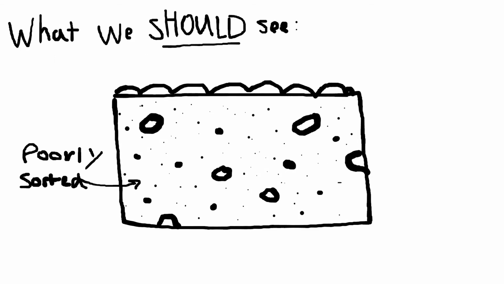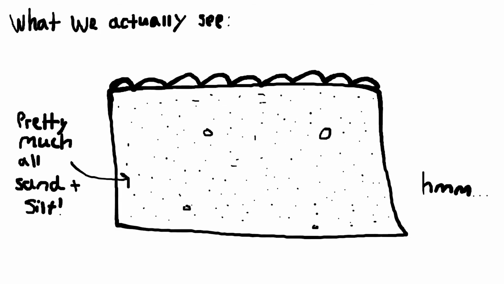Now, the big flaw in this explanation was that you really don't see a good mix, or a poorly sorted mix, of these sand and silt. The layer beneath the desert pavement, which is usually just a couple pebbles or cobbles thick, is a really large layer of sand or silt. Very few cobbles are mixed in.